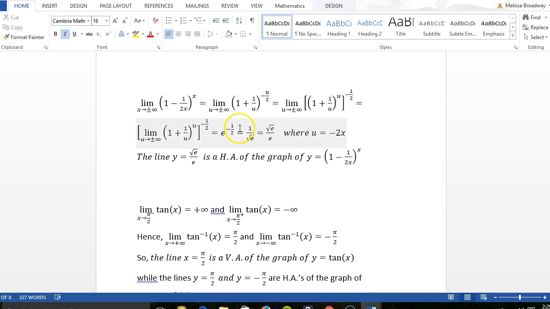And then going down here, I put a negative in front. And now I got to watch my time. I let u equal negative 2x. So I get negative u halves instead of just u halves. I got to take out negative half. I wind up with e to the negative half. That's 1 over the square root of e, which is, when you multiply top and bottom by radical e, you get square root of e over e. So we get radical e over e is the horizontal asymptote of this graph. And some professors will make you do this last step. Some might not. Just depends on your professor there, okay?